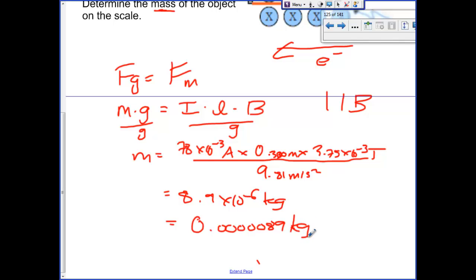That being said, do our scales normally weigh things in kilograms? They probably weigh them in grams. So if this was a scale, you'd probably hack off 3 zeros and make it 0.0089 grams.